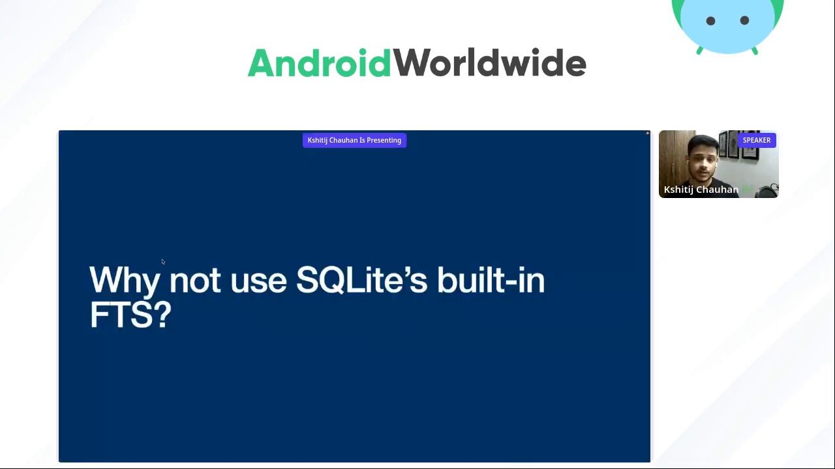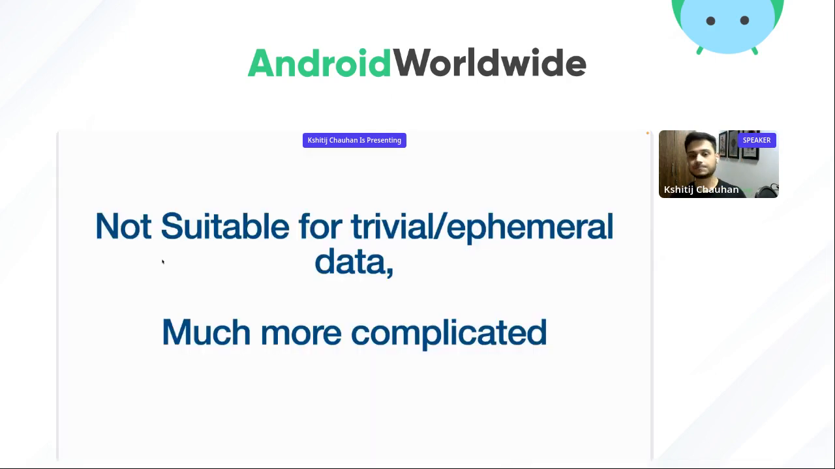Now, another question is why not use SQLite's built-in full-text search? That's another great question. Unfortunately, SQLite is not suitable for trivial or ephemeral data. Basically, if you have a response coming back from your API that's not supposed to be persisted to your database, it would be a massive pain to actually set up a SQLite table for storing it, creating an FTS index on top of it, and then also maintaining that index. And as is pretty clear, it's also much more complicated than building an in-memory full text search index.